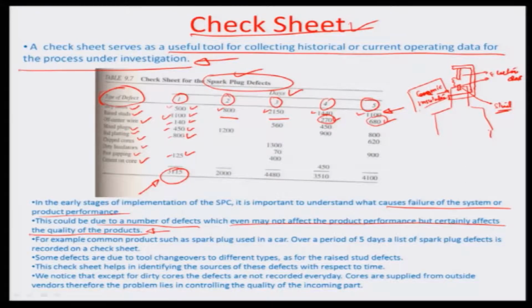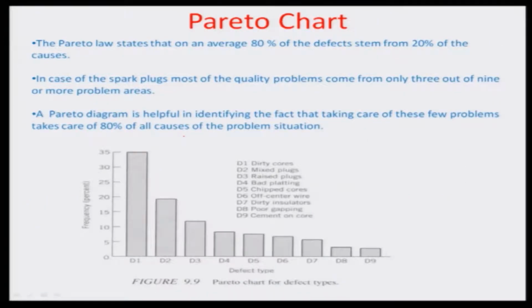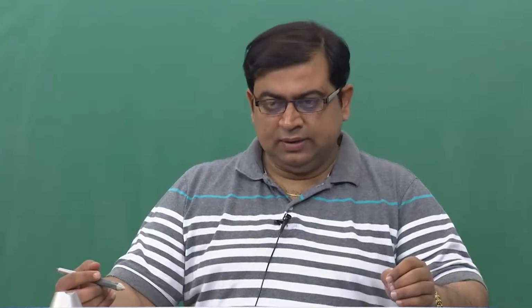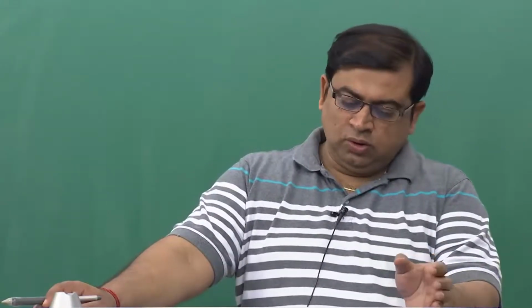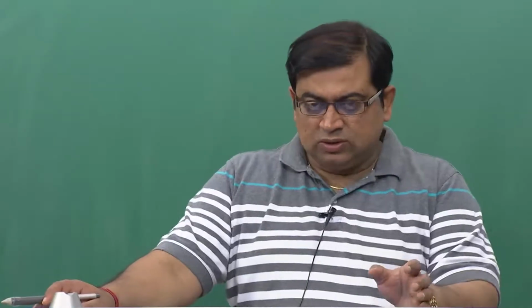Let us now talk about the Pareto chart or the Pareto analysis. So basically it is about identification of the most important or most repetitive or high occurrence defects which need to be controlled in a process to have overall quality control. So typically a Pareto diagram is also like a bar chart.